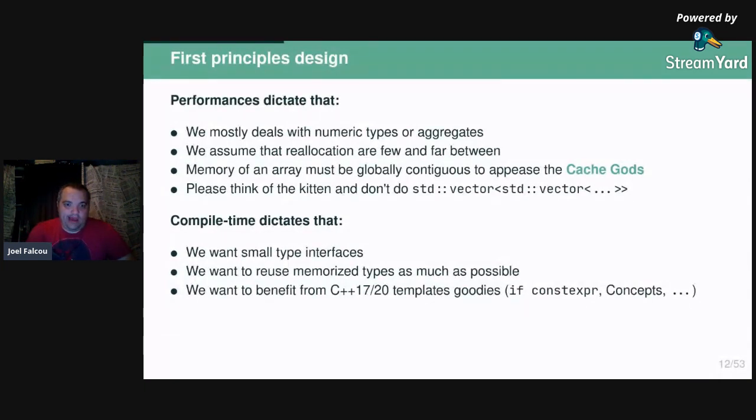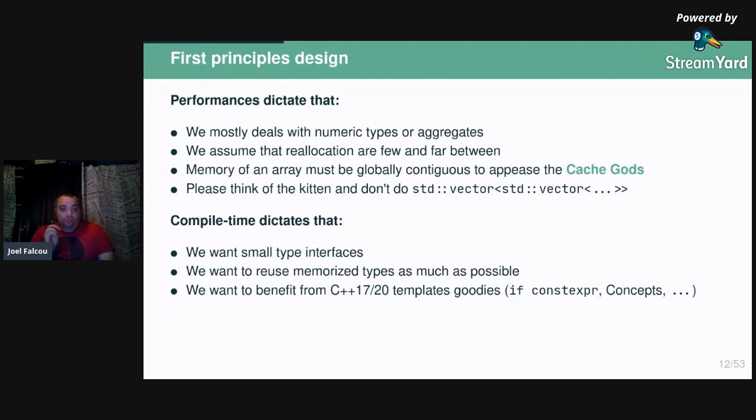And then compile times. Yeah, compile times is basically two things. The fact that we can actually express all the options we want in a proper way in the type interface, but we don't want the type interface to be too big. We don't want to end up with an array class with 10,000 different template parameters that we have to remember the name and the order and whatnot. We want to be flexible, but we have to have the least amount of impact on the type interface.